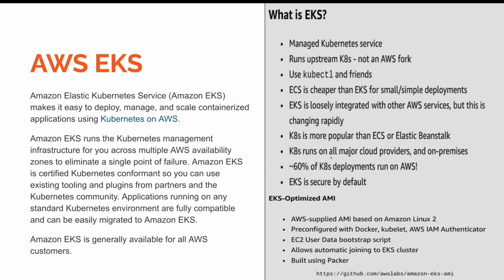Kubernetes runs on all major cloud providers and on premises. 60% of the Kubernetes deployments run on AWS EKS. That is, 60% of the Kubernetes deployments run on AWS, and that's a very good fact. EKS is secure by default and has an optimized API. So if you are wondering what kind of instances will be running, it's an AWS-supplied AMI based on Amazon Linux 2, pre-configured with Docker, kubelet, and aws-iam-authenticator. An easy-to-use bootstrap script allows automatic joining of the EKS cluster, built with backup.